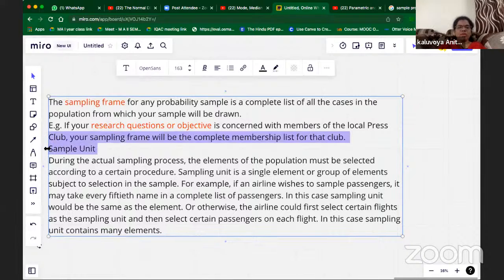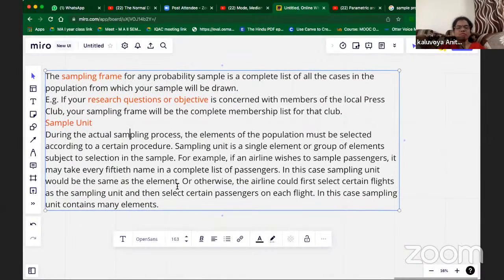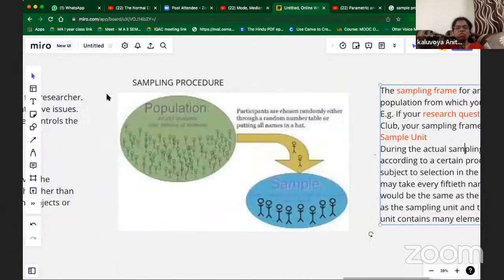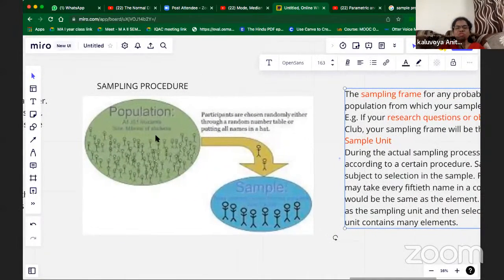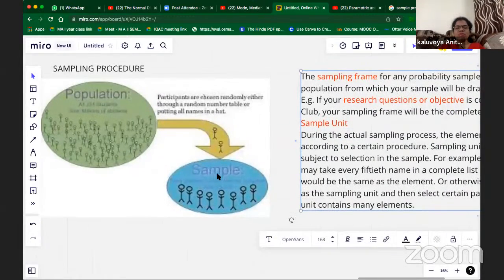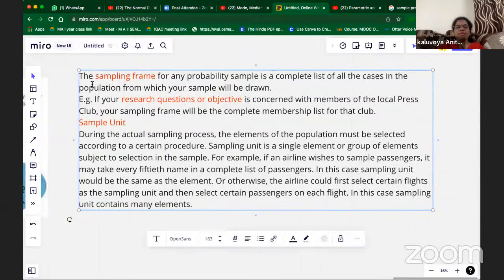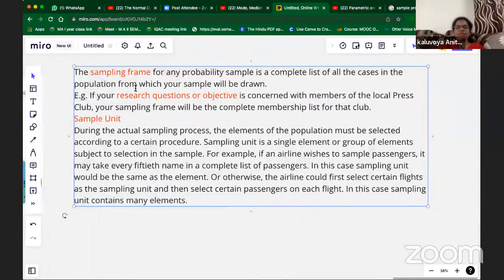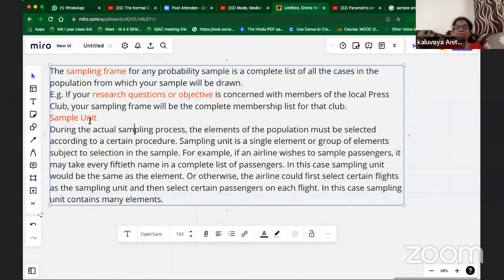I don't want to go much into details of these things, but I thought it's okay if you learn and understand them so that later you should not get confused. So, again, something like a new term. Now, under the sampling procedures, the first term you have to learn is population. The second term is sample. The third term is the sampling frame. The fourth one is the sample unit.